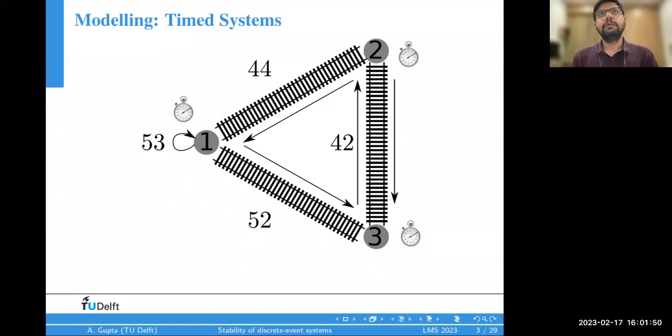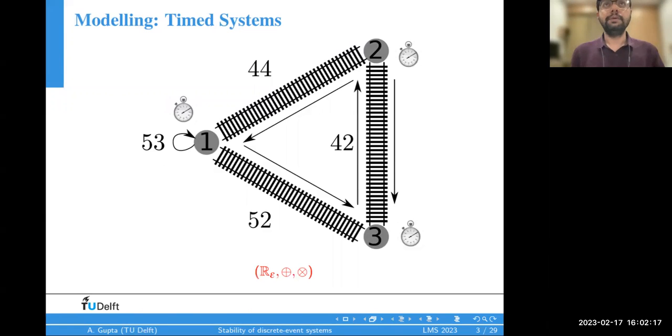So the idea is that stability can help us more than just deciding on boundedness of the system. So we'll come to that part later on, but just for the modeling aspect, this is where Max Plus algebra comes into the picture. So we can represent these precedence constraints using Max Plus linear equations a lot of the times.